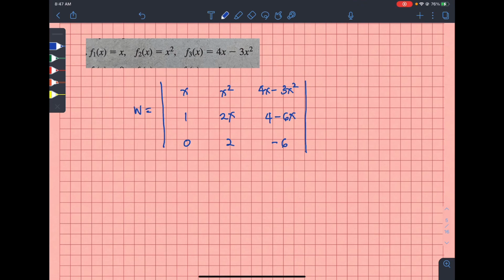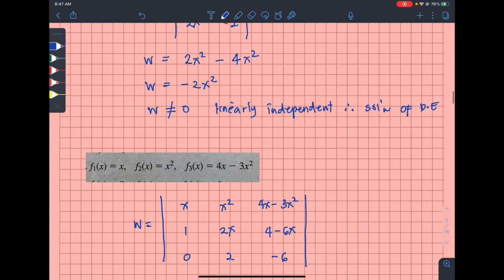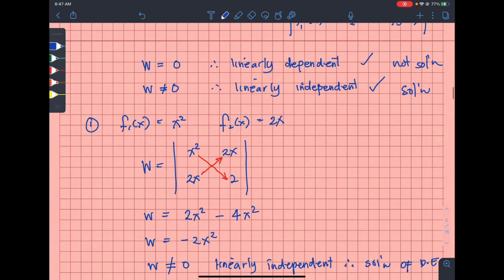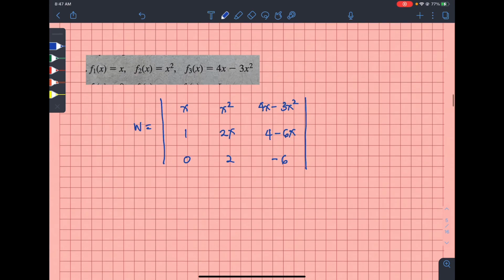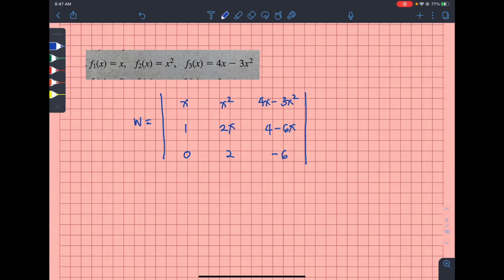Finding the determinant of a 3 by 3 matrix is different from a 2 by 2. In a 2 by 2, it's just simple, the downward minus the upward. But for a 3 by 3 matrix, this is how we do it. We're going to augment the first two columns. That is, the first column is x, 1, and 0. The second column is x squared, 2x, and 2.